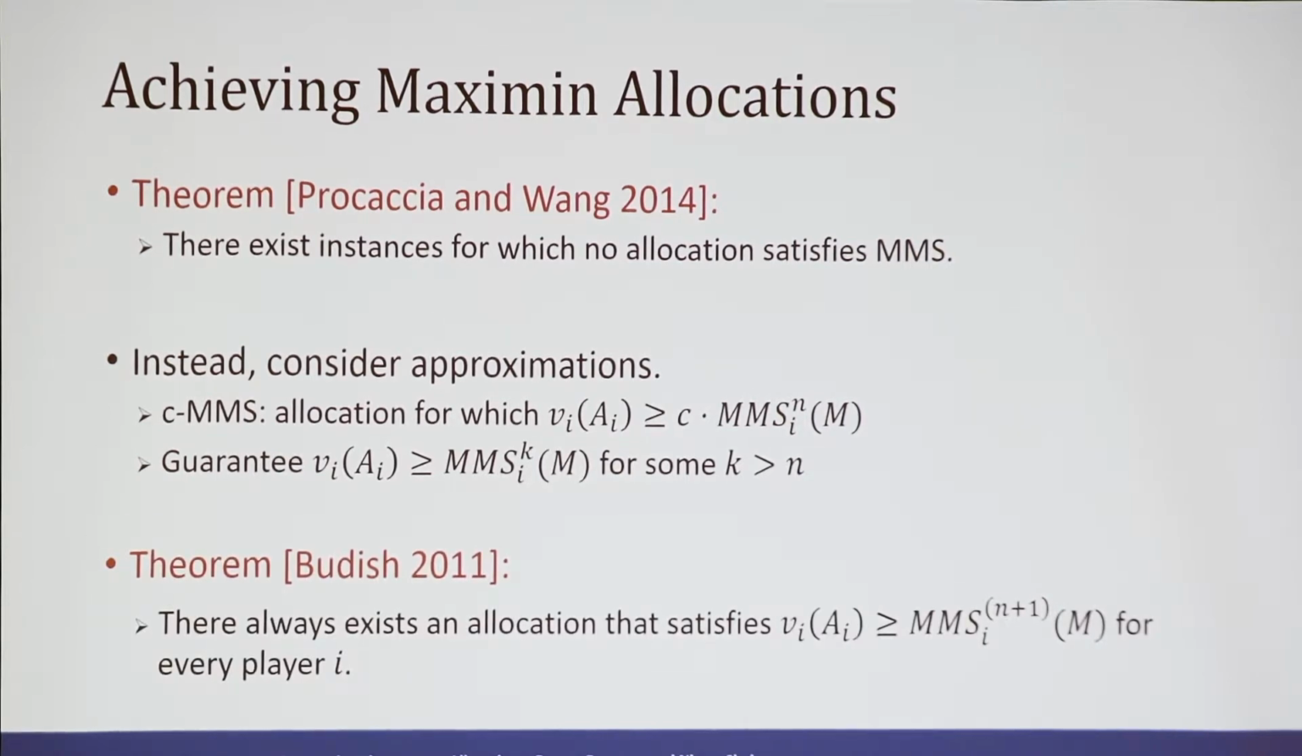The second of these was introduced and somewhat solved by Budish in 2011, and he showed that there always exists an allocation that satisfies this guarantee for n plus 1. So when you divide into n plus 1 bundles and you get your worst. The way he did this was with an approximate notion of competitive equilibrium. Okay, so that second guarantee, that's the best we can hope for. What about the first style, the multiplicative approximation?